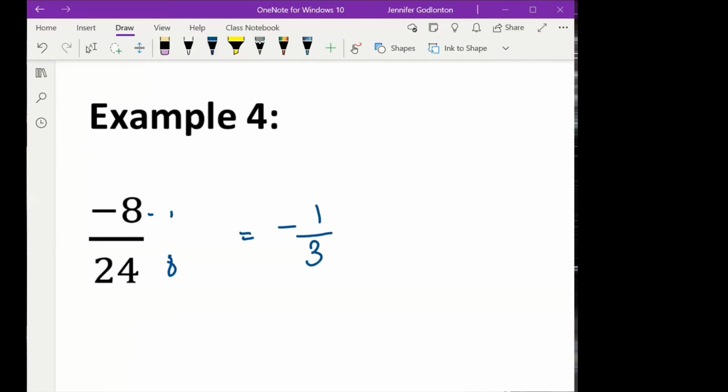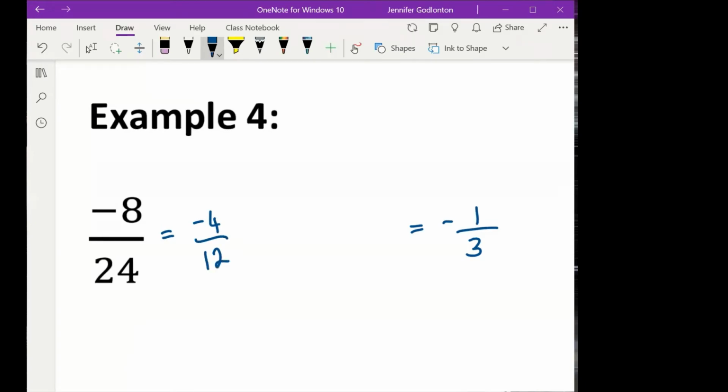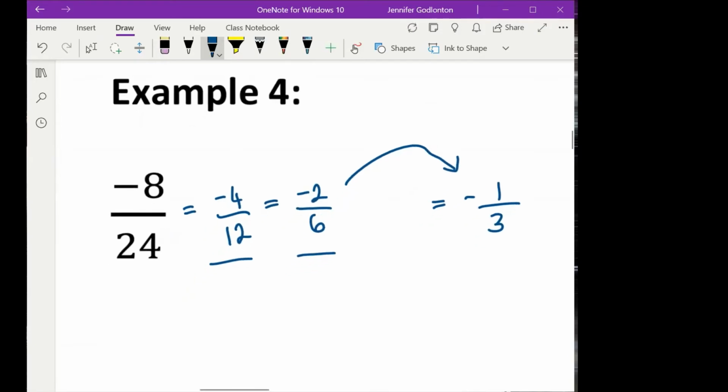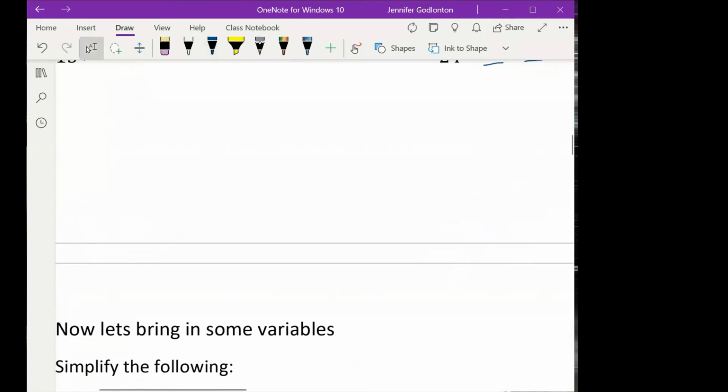Now, some of you may have not seen that 8 goes into them. So let me just write this answer a little bit to the right over here. Okay, some of you may have seen, oh, well, I could divide both by 2. So I'd get negative 4 over 12. And that's still right. That's an equivalent fraction. It's just not as simplified as it goes. So then I could say, well, I could divide it by 2 again, and I'd get negative 2 over 6. And then I could divide it by 2 again, and I'd get my final answer of negative 1 over 3. Okay, so if you need to do it in multiple steps, that's 100% fine. There is nothing wrong with doing it in multiple steps. Okay, cool. Let's bring in some variables.